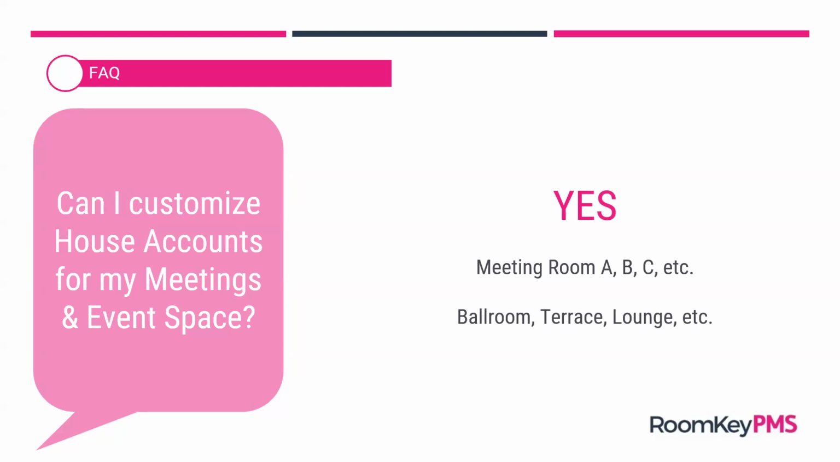So you might have a house account room type for meeting room A, meeting room B, meeting room C, depending on how you name your meeting spaces or event spaces on site. You might want to create a specific account for your ballroom or your terrace rentals or your lounge rentals. Anything like that is very customizable within Roomkey using that room type feature as well as the room numbers themselves.